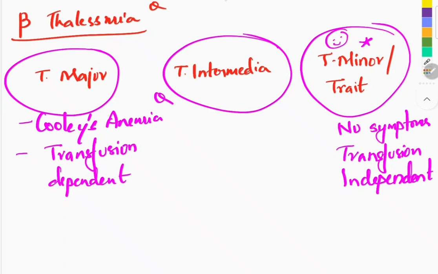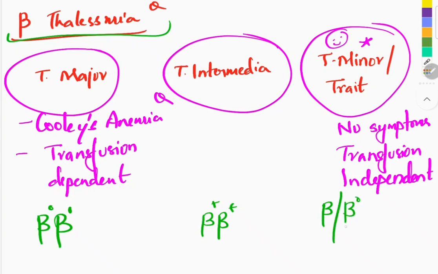What happens in thalassemia major, guys? We are talking about beta thalassemia. In these three conditions, there are some problems with the beta chains of the hemoglobin. In thalassemia major, both the beta chains are absent. Now, that is a big problem. Whereas in thalassemia intermedia, a little bit of beta chain is present in the body. Whereas in thalassemia minor, it's like a combination. One beta will be normal and the other beta may be absent. When I write the zero on top, it means that this beta is absent.